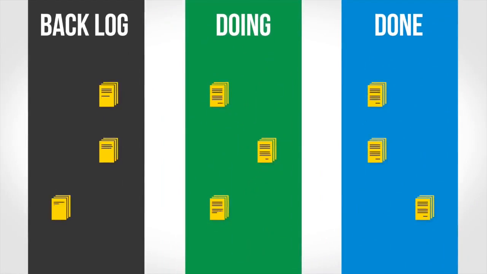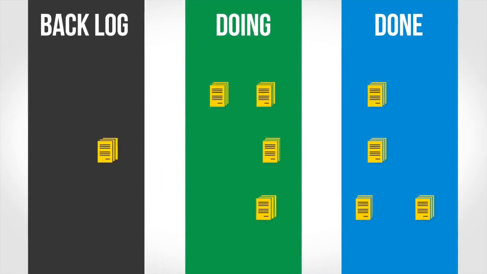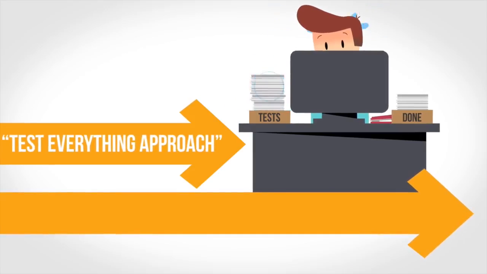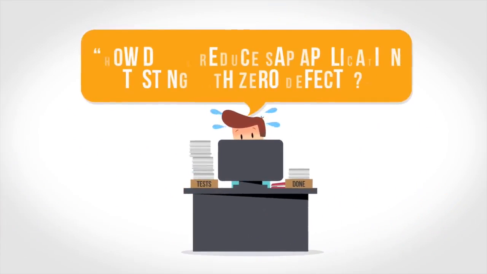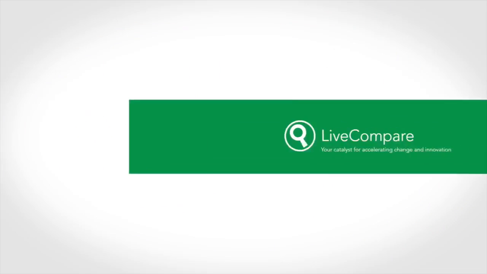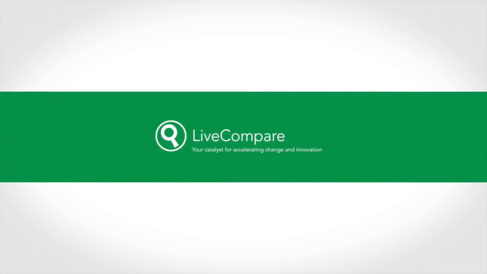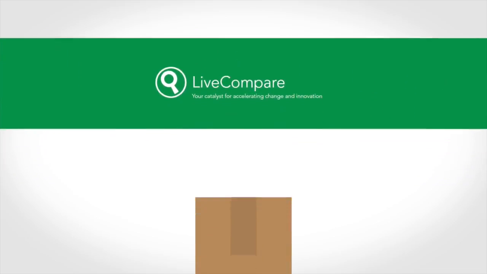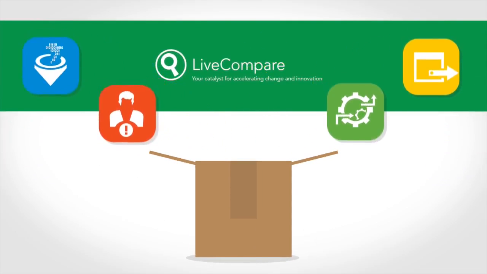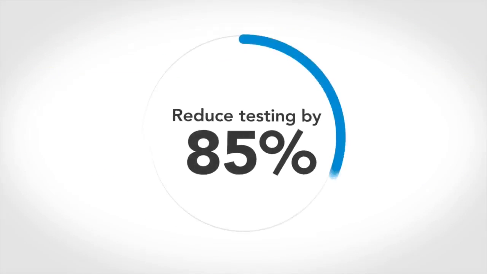In response to this, users are adopting agile development practices. But Agile and the test everything approach don't work well together. How do we reduce SAP application testing with zero defects? The answer is IntelliCorp's Live Compare software. Live Compare is a simple, out-of-the-box solution which will reduce SAP application testing effort by around 85%.